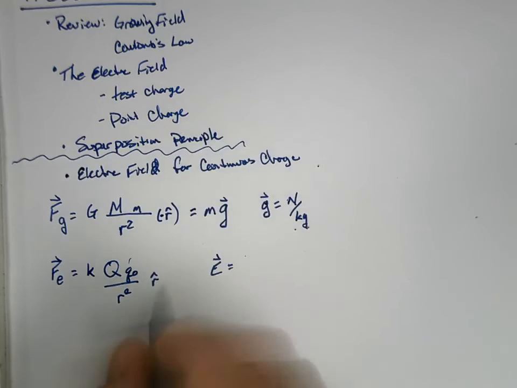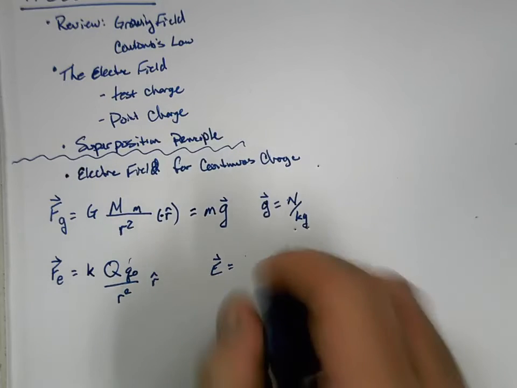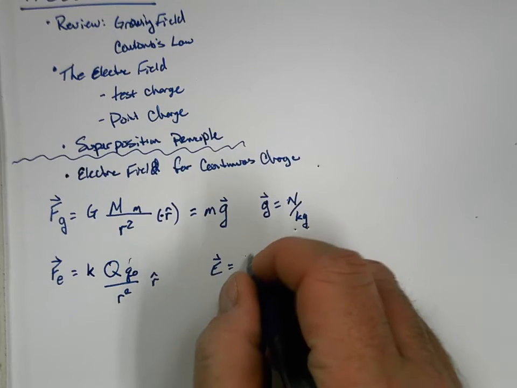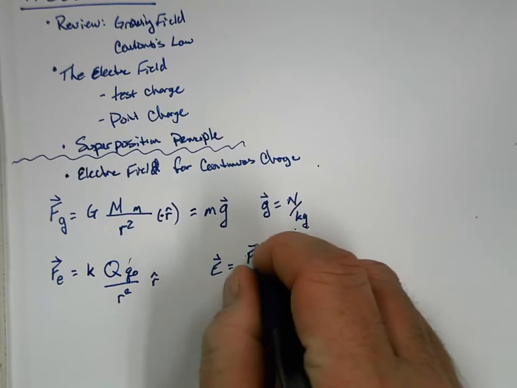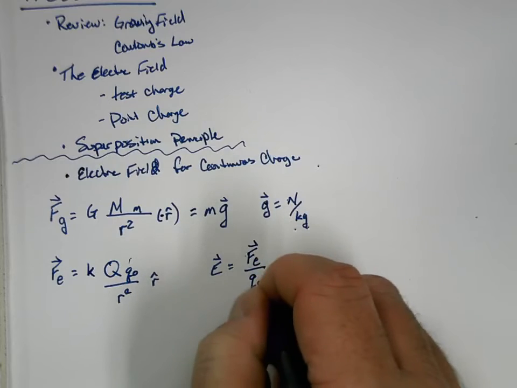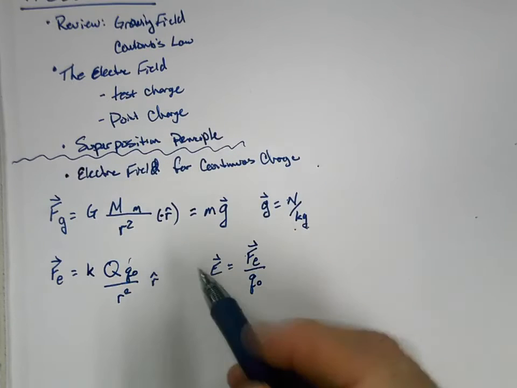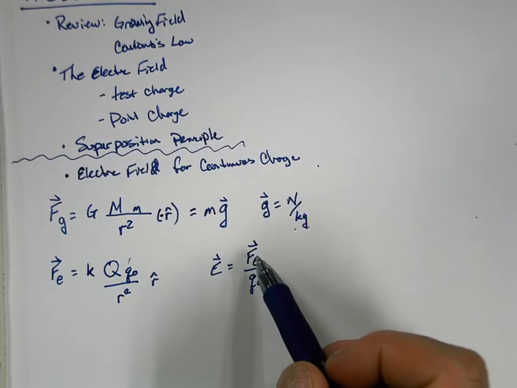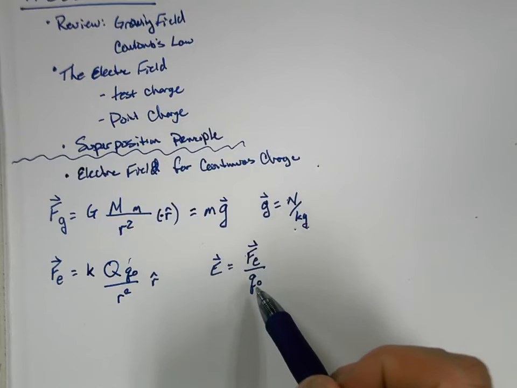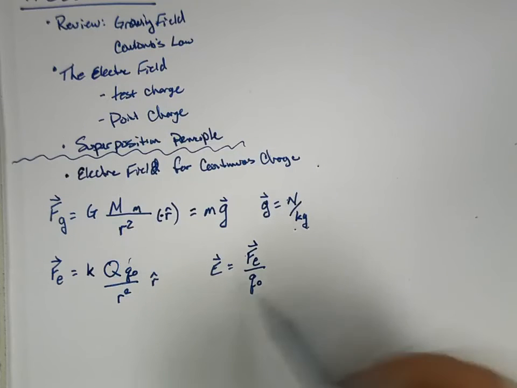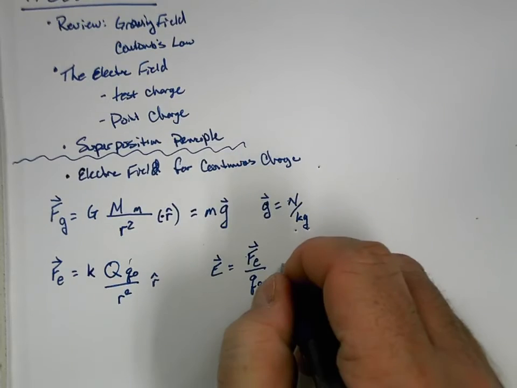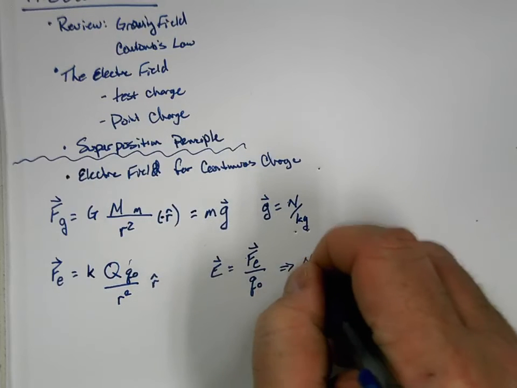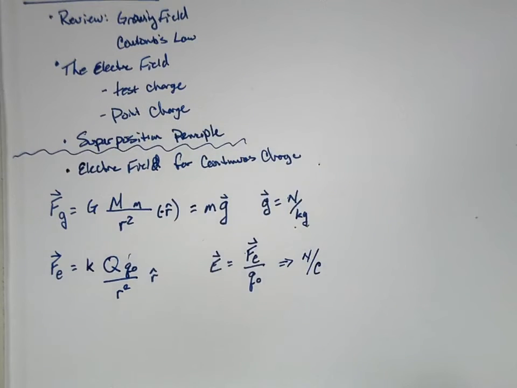And if we divide both sides by our test charge, we get this. So our electric field is defined as the electrical force divided by the charge on the test charge that's around it. Okay, and these have units of newtons per coulomb based on your test charge.